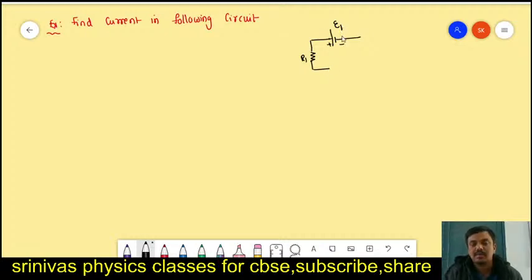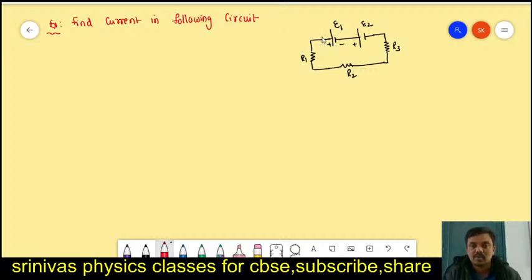This is the first cell E1. There are two cells here, and we are connecting them like this. This is the first resistor, this is the second resistor, this is the third resistor. There are three resistors given. Then the question asks us to find the direct current value in this circuit.